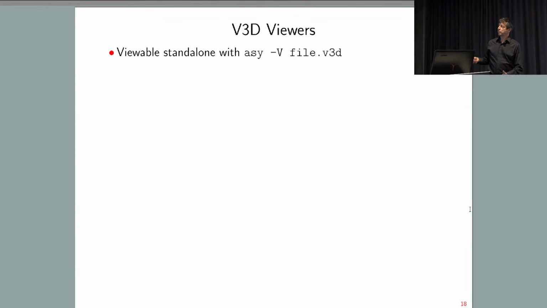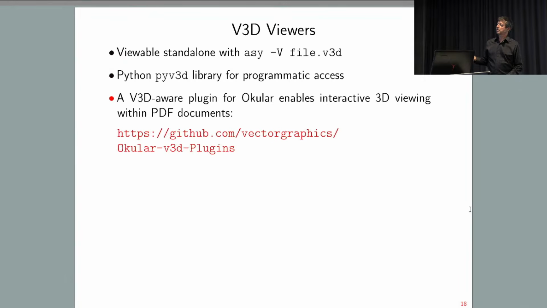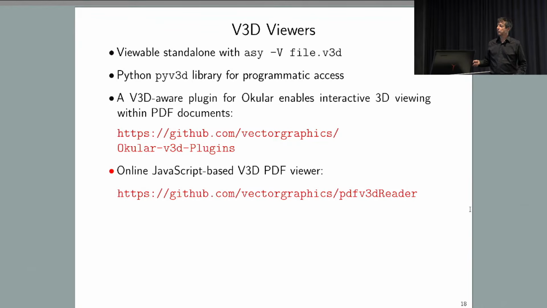As I said, there's a bunch of viewers for V3D. We're working on getting more available, but one of them is Asymptote itself. It can read its own files, which is always nice. And there is a library for programmatic access to it. But the real tool that we're going to encourage people to use for the time being is Ocular. We've developed a plugin for it, and that's what I'm using today. I will announce it soon once it's completely stable. If it survives this talk, that's already a good sign.